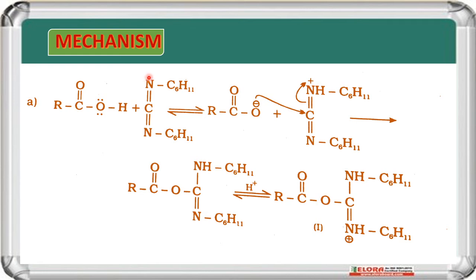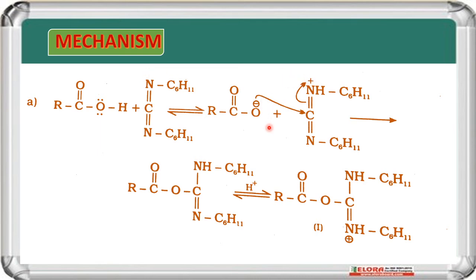So it abstracts a proton from the acid. Here this nitrogen abstracts this proton, or H plus ion, and this bond attacks here, and there is the formation of negative charge. See here, the formation of negative charge on oxygen by abstraction of the proton of this DCC molecule or compound. Here is the formation of NH plus due to the abstraction of proton. The formal charge is the positive charge.